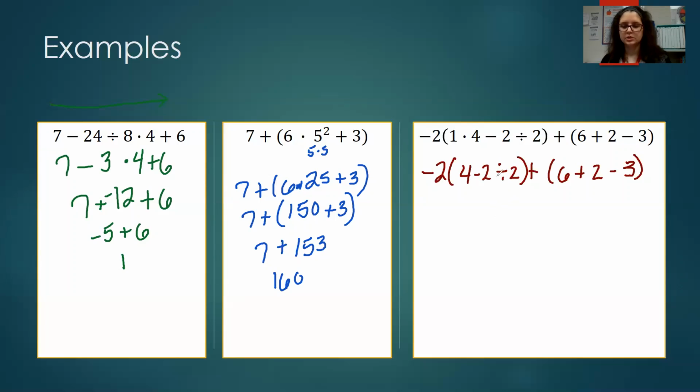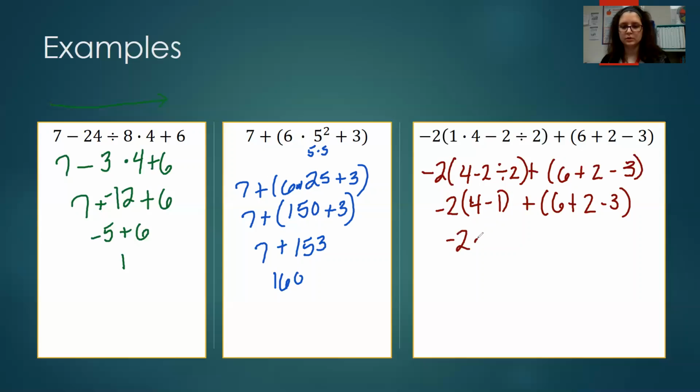Division comes before subtraction. 2 divided by 2 is 1. So 4 minus 1, negative 2, plus 6 plus 2 minus 3. Okay, 4 minus 1 is 3, so we have negative 2.